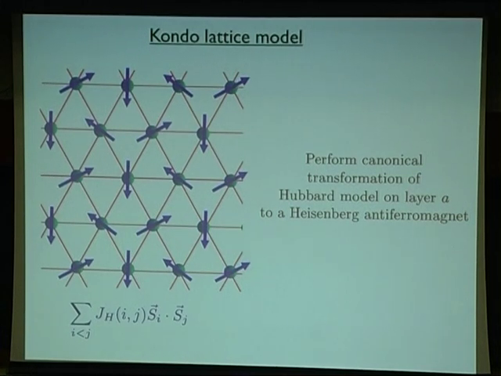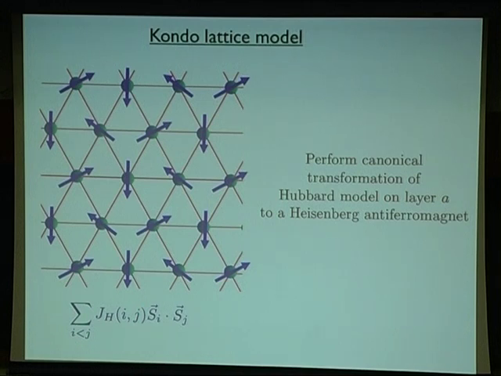And this is the logic behind it. So on the lower layer, this is the layer A, where you have one electron per site. There's the spin of the electron, of course, that makes life interesting. And just like yesterday, you're going to get this Heisenberg antiferromagnet exchange coupling these electrons. And this J will be T squared over U.